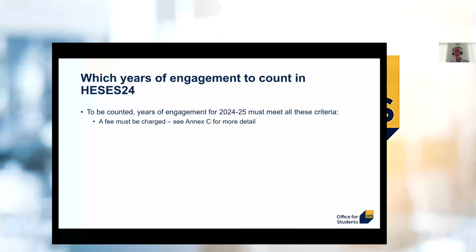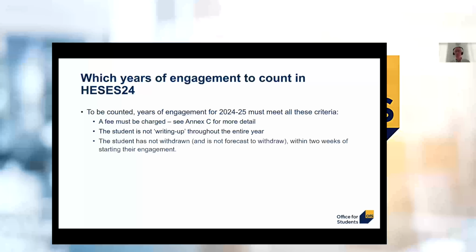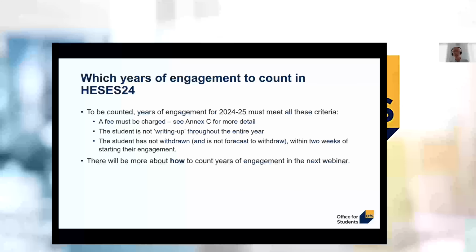Annex C will have more details. The student must not be writing up a thesis, for example, or a dissertation throughout the entire year. And a student must not have been withdrawn, or have been forecast withdrawn, within 2 weeks of starting their engagement. There'll be more about this, as I say, in terms of how to count years of engagement in the next webinar.